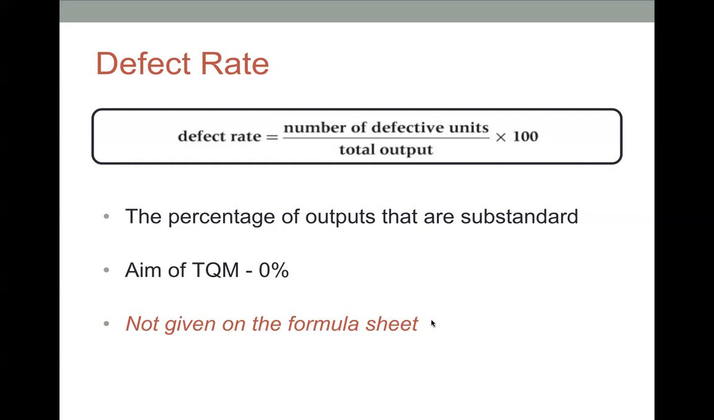This is not on your formula sheet. There are many disadvantages to having defective products. We know how wasteful it can be if something is not standard. You've already paid for the materials, for the labor, for the production of this product, and then it can be very wasteful. So connect that back to lean production and waste.